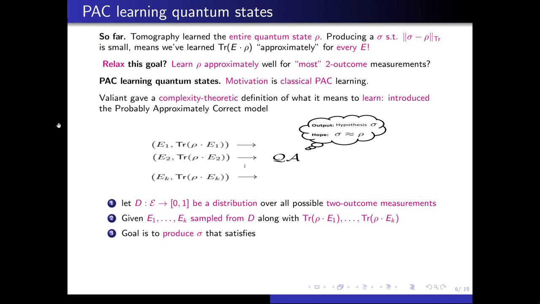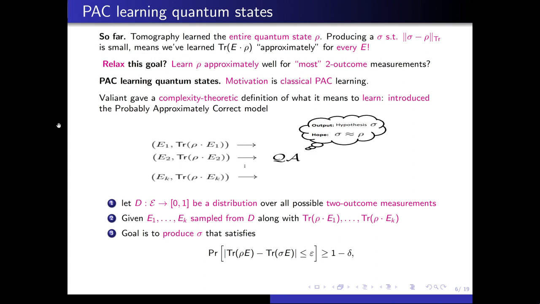But unlike in PAC learning, where sigma and rho have to be close in trace distance, the requirement on sigma is much weaker now. So what do I want? I want this probability, where this probability is over an E sampled from the distribution D. So think of E coming from outside your training set. When I give you a new E outside the training set, for most E's, I should be able to estimate trace of rho E well enough. That is, the output state sigma should be such that trace of sigma times E minus trace of rho times E should be at most epsilon.